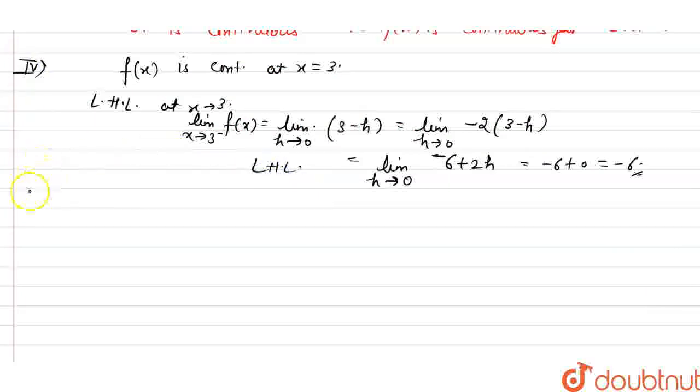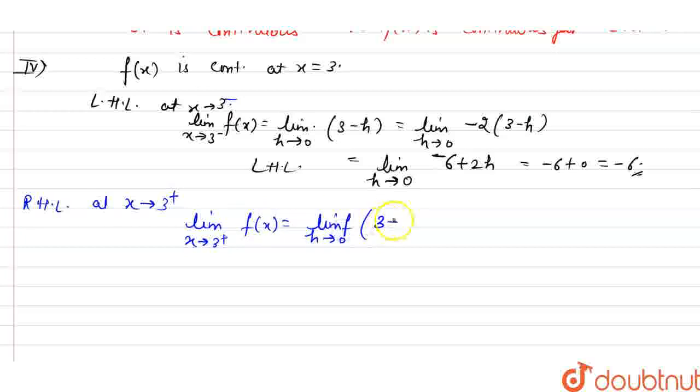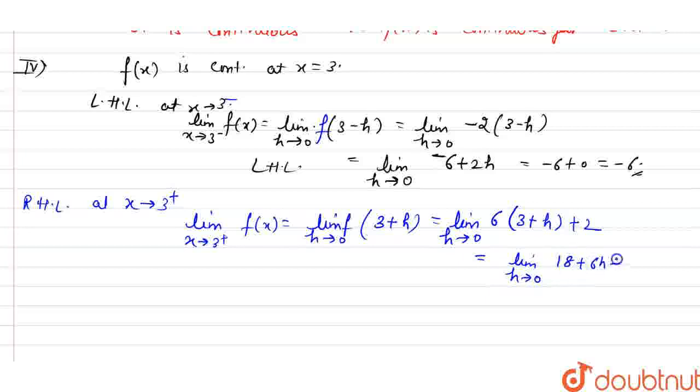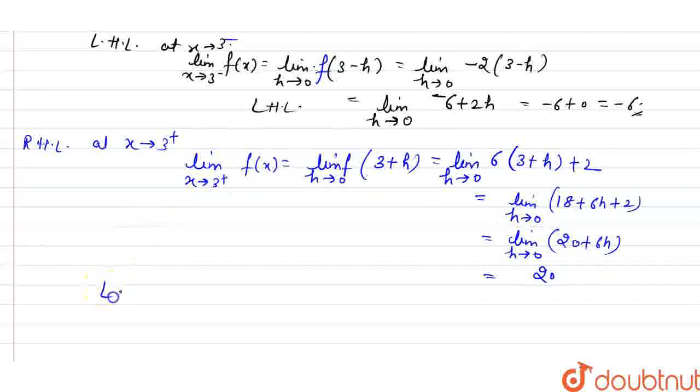Now checking the right hand limit at x tends to 3 positive. Limit x tends to 3 positive f(x) is equal to limit h tends to 0 of f of 3 plus h. Here f of 3 plus h is equal to limit h tends to 0 of 6 times (3 plus h) plus 2, and after solving this is limit h tends to 0 of 18 plus 6h plus 2, which is 20 plus 6h. As h tends to 0, we get 20. So the left hand limit is not equal to the right hand limit.